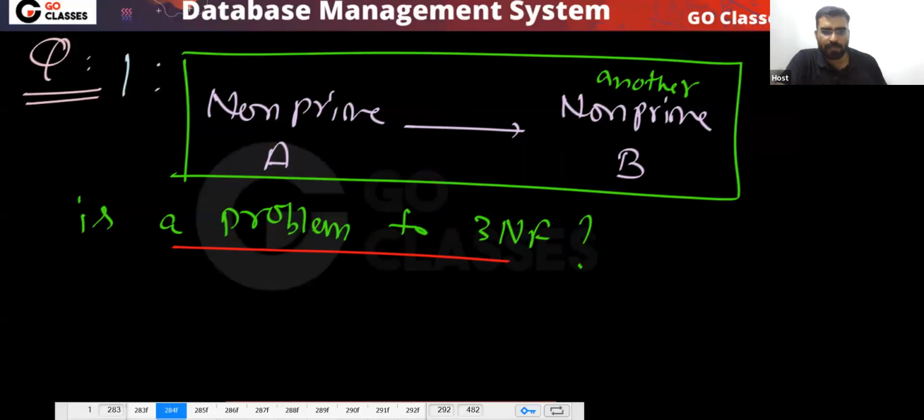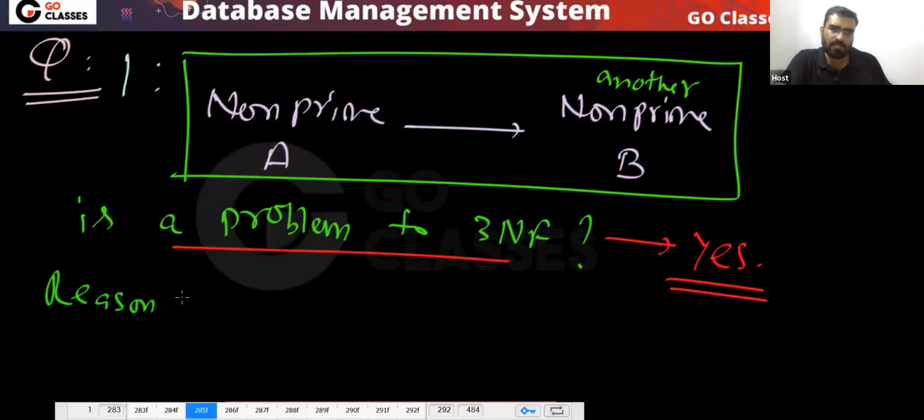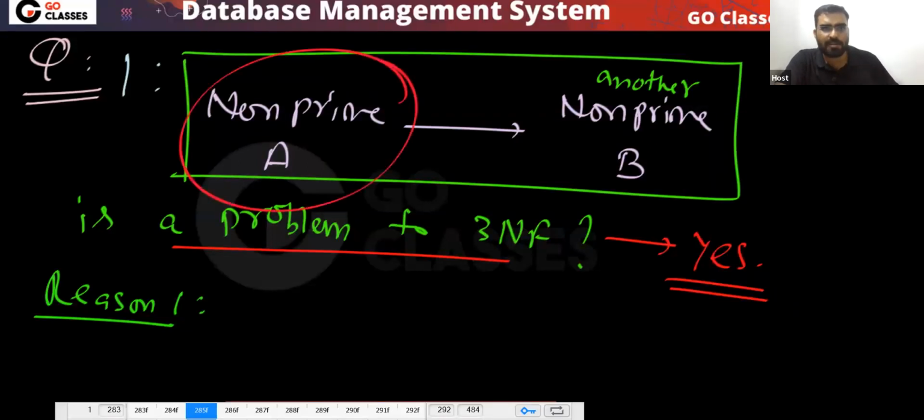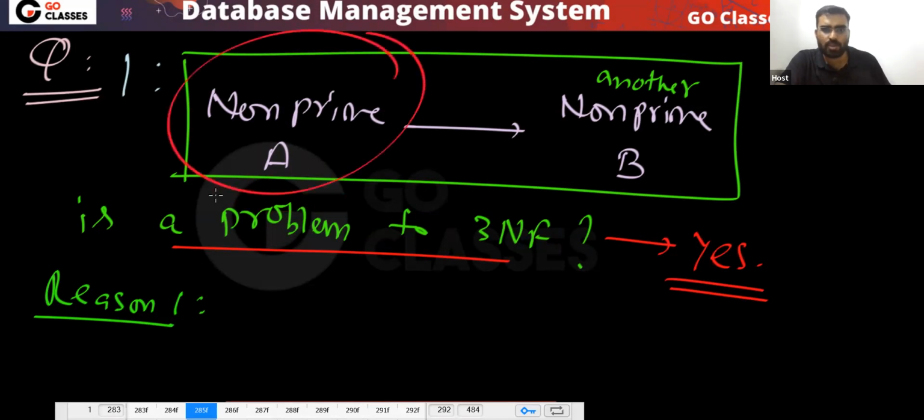Yes, this is a problem. You can notice this is a problem. The answer is yes. I can give you many reasons. But what is reason number one? Reason number one is very simple. This is not a super key. This is not a super key, right? Yes or no?